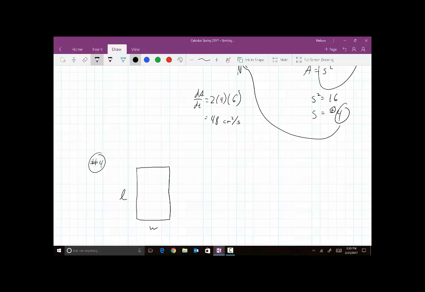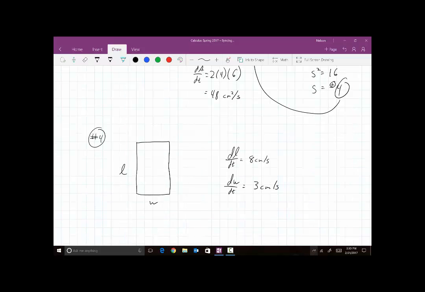Now that's a dL/dt. It says it's increasing, so that's a positive number, and it says it's increasing at a rate of 8 centimeters per second, so that means it's going to be 8. Let me put that over here. Okay, and then it says the width is increasing at a rate of 3 centimeters per second. So that's dW/dt is going to equal 3 centimeters per second.